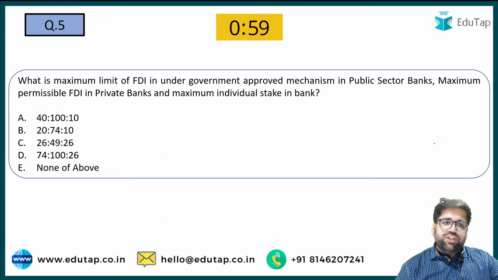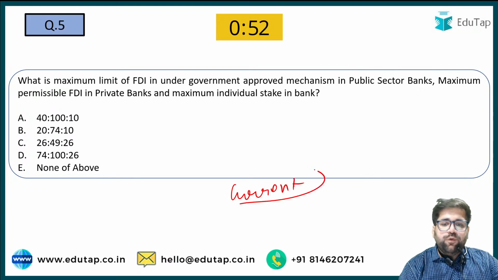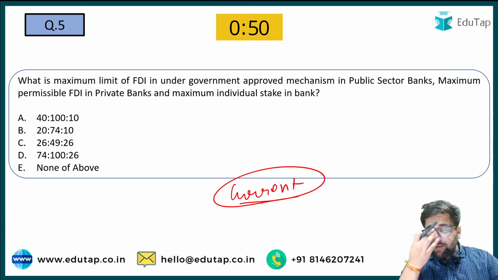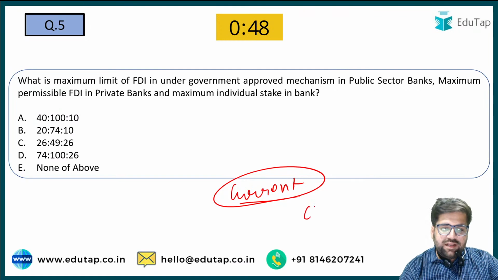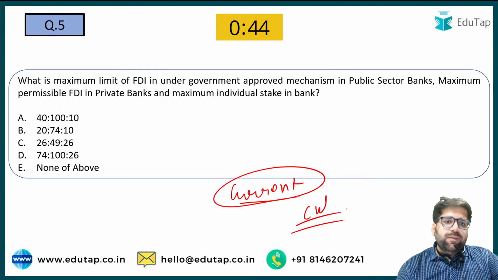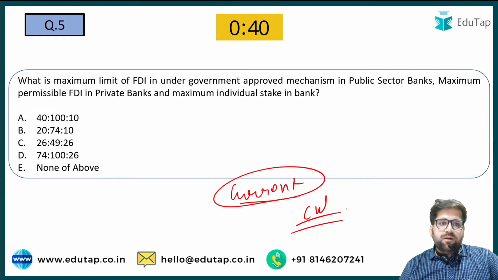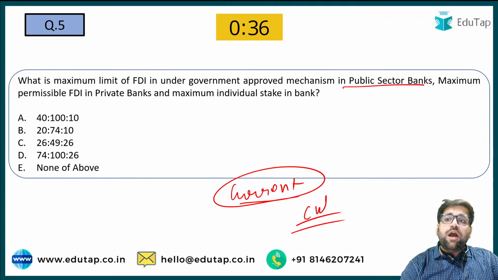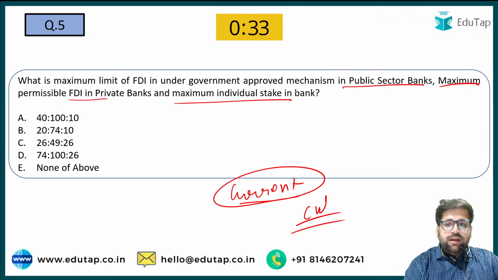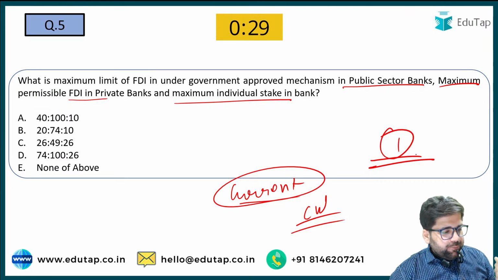Now we are coming to question number 5. Now this particular question has been based on current affairs as well, you can say. But again, if you are reading your Business Standard, Economic Times, Hindu Business Line, then this particular question is again a cakewalk for all of you. What is the maximum FDI limit under government approved mechanism for public sector banks, maximum permissible under private banks, and maximum individual stake in banks? So you have 3 questions which have been asked here. Again, this is a 1 marker question. So I request everyone to please participate.